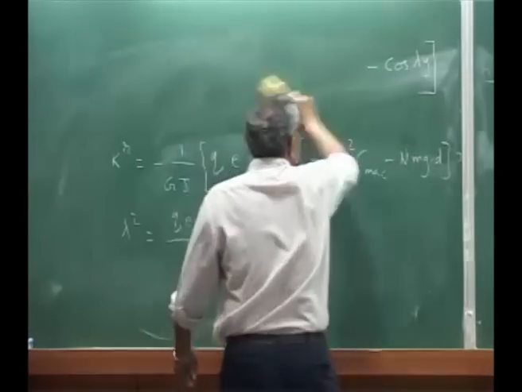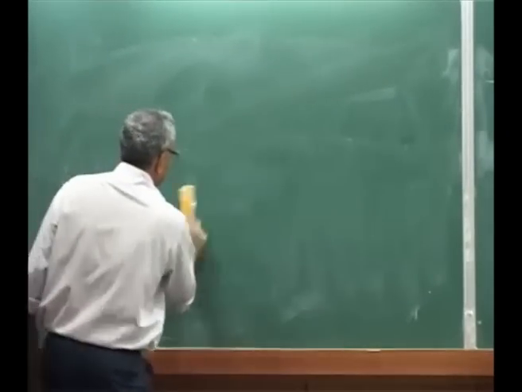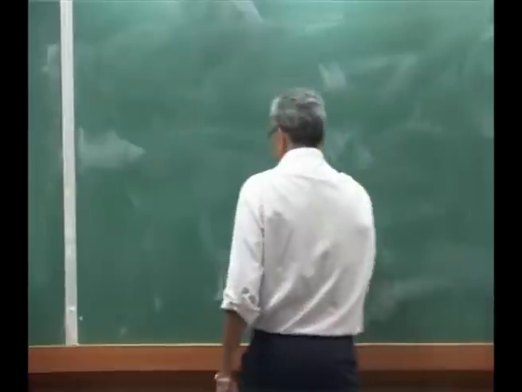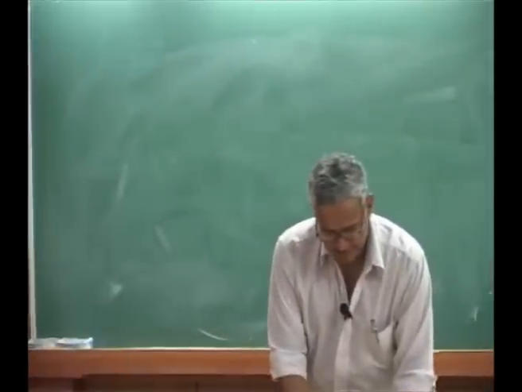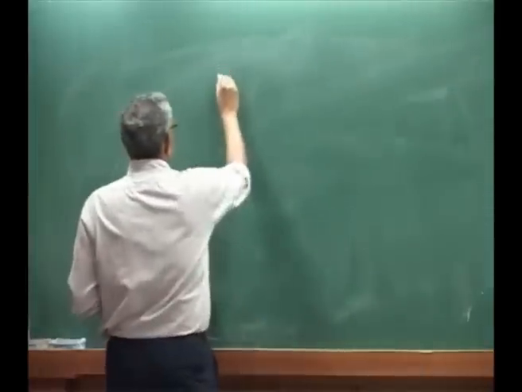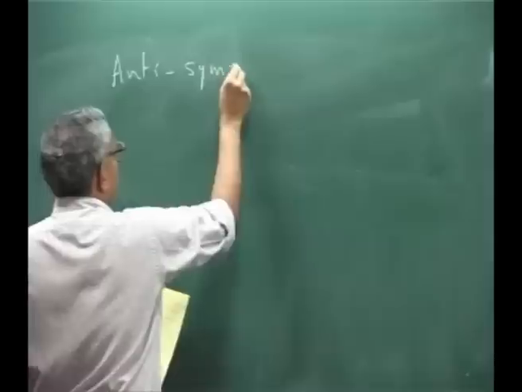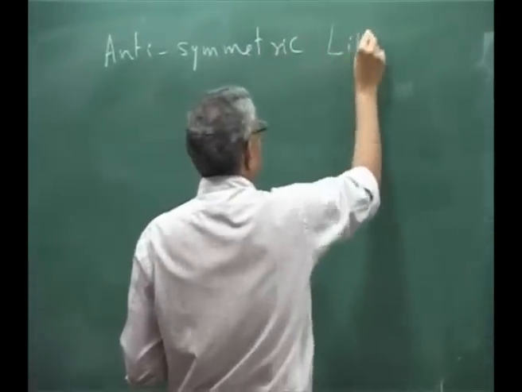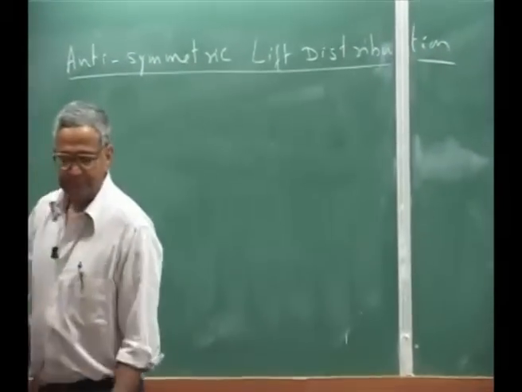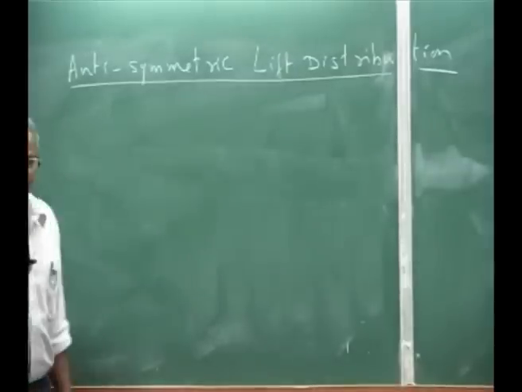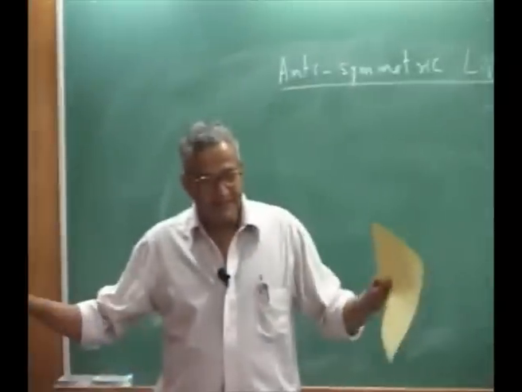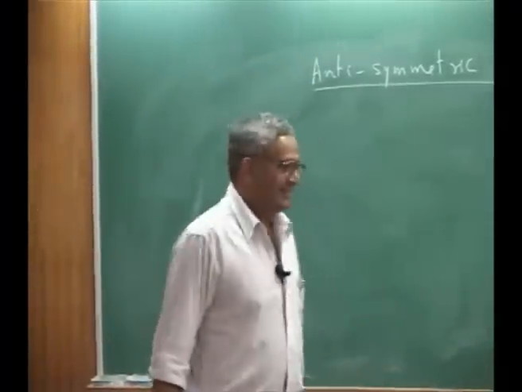Now let us erase this part. We will start a new section, which is the anti-symmetric lift distribution. Okay. This is when you deflect your ailerons, because what you are doing, you put one aileron down, another aileron up. Basically you are changing the lift on the two sides of the wing.